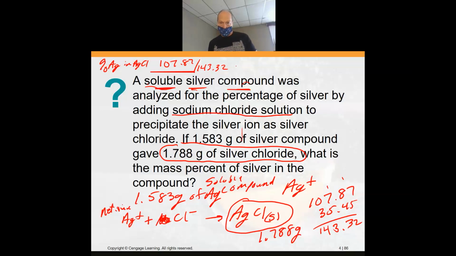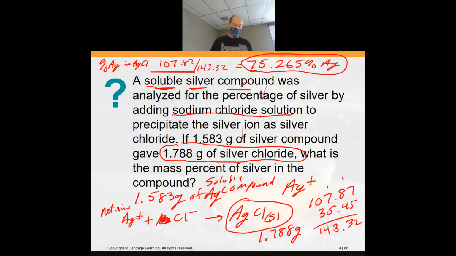Oh, we need another one. That is 5 sig figs and 5 sig figs, so 75.265%. All right, so now we have a mass of silver. That is 1.788 grams of silver chloride. So we know that 75.265% of that is silver. The other 24.735% is going to be chlorine.